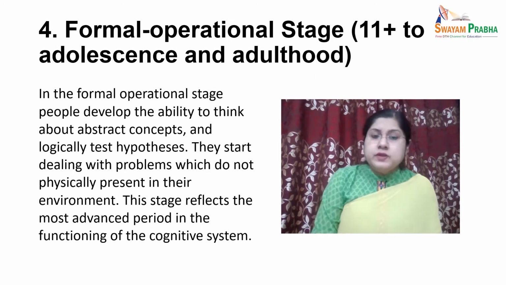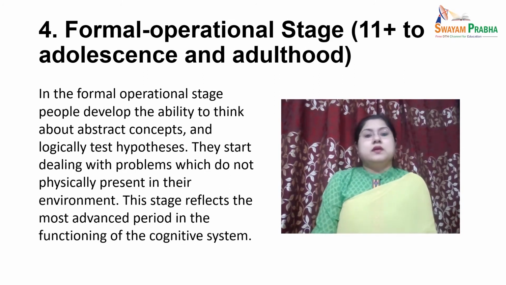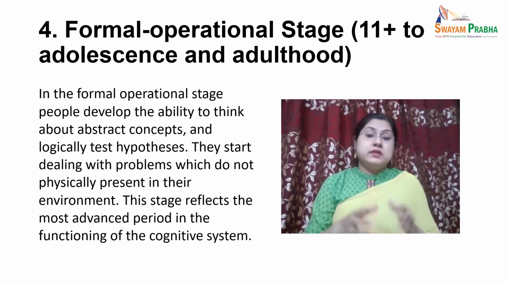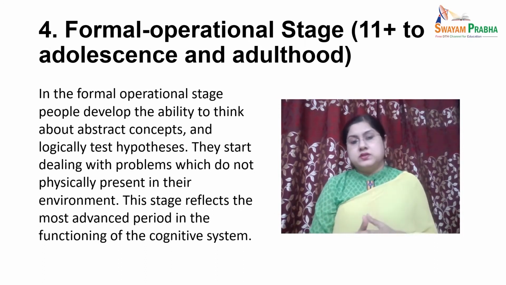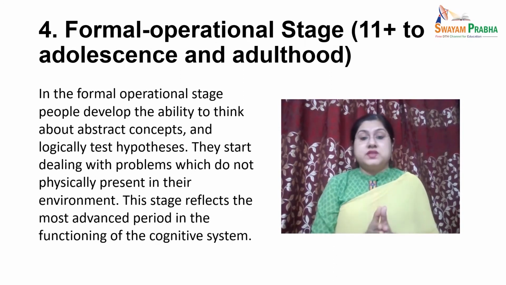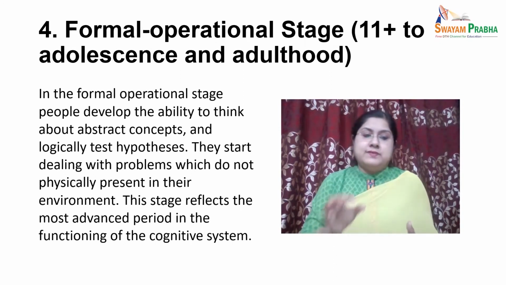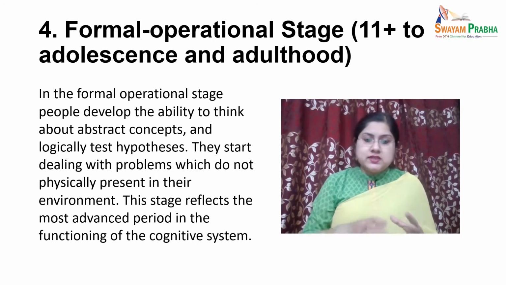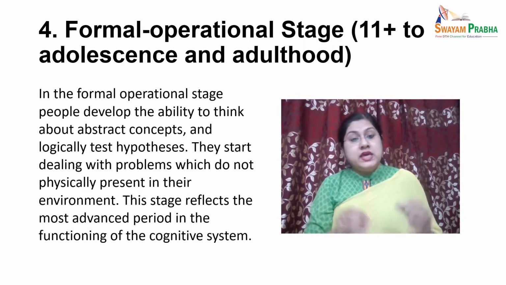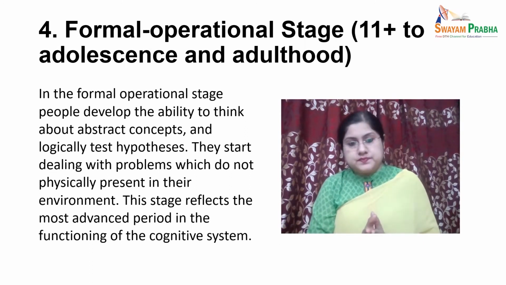The formal operational stage starts with 11 plus years of age, and it goes till adolescence and maybe till adulthood. So in the formal operational stage, people develop the ability to think about abstract concepts and logically test hypotheses. So the intellectual development and functioning takes a very sophisticated shape at this stage as the child learns to deal with abstraction by logical thinking. Actually, this child learns to utilize the tool of symbolism as effectively as possible in the process of thought and problem solving. So the child now gets interested in forms.